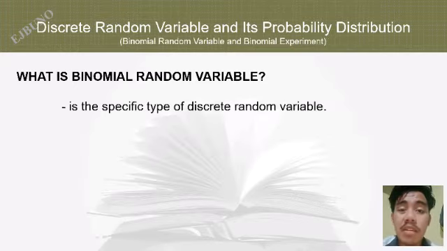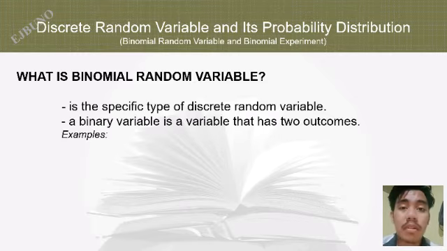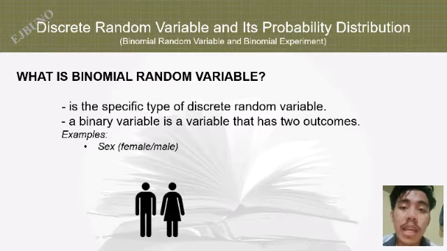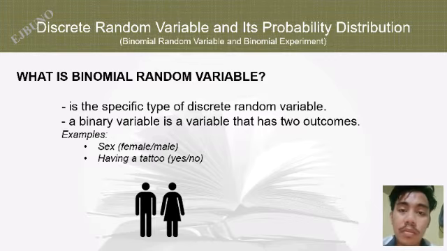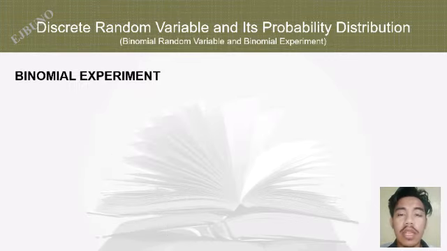What is a binomial random variable? A binomial random variable is a specific type of discrete random variable. A binary variable is a variable that has two outcomes. Example, sex, which has female or male, and having a tattoo, yes or no. There are certain kinds of random experiments that give rise to binomial random variables, and we call these random experiments a binomial experiment.